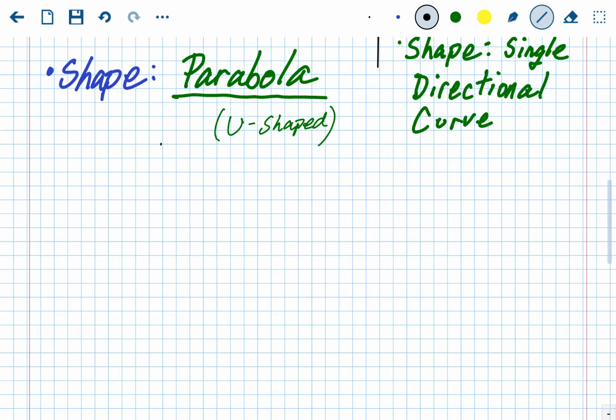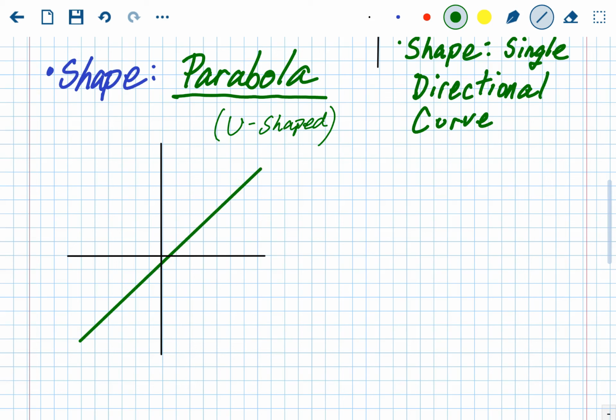So I'm just going to draw a quick XY chart. Now we know linear functions are just, the parent function for a linear was the main diagonal going through the origin. Actually, let's do it in red.